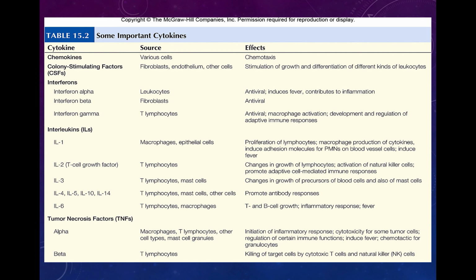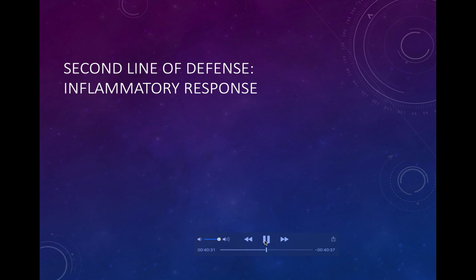Again, we don't need to know all of these, but as we talk through them, you'll have heard them once, and then as I bring them up, they'll hopefully be familiar.